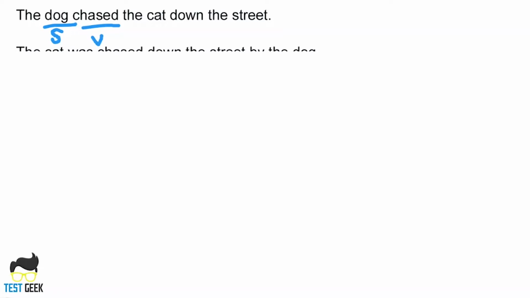But on the test, you might see something a little bit trickier, like the cat was chased down the street by the dog. It might get a little bit confusing what our subject is, what our verb is, but let's focus on what is the thing that we're talking about? What's the main thing that we're talking about? Or what is the thing that's doing the action? In this case, it's cat. The cat is what we're talking about. The cat's our subject, was chased is our verb.